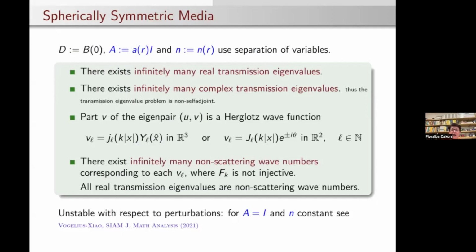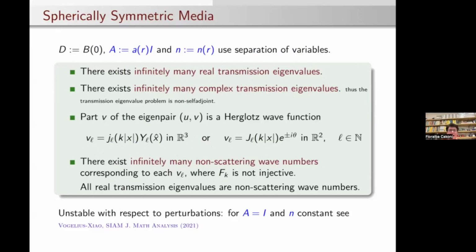And it turns out that at a transmission eigenvalue for a sphere with a spherically symmetric coefficient, the eigenfunctions are indeed Herglotz functions. So they are a superposition of plane waves. So there are also infinitely many non-scattering wave numbers, where the far field operator is non-injective. In fact, all real transmission eigenvalues are indeed non-scattering wave numbers. And the incident field associated with those non-scattering wave numbers is precisely the corresponding v part of the eigenfunctions, okay?